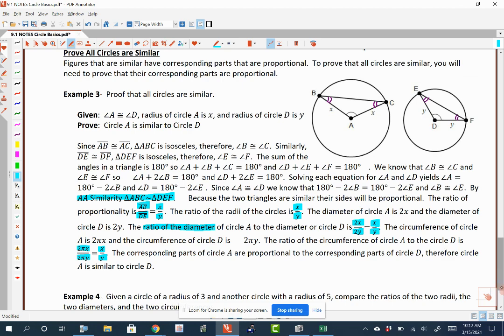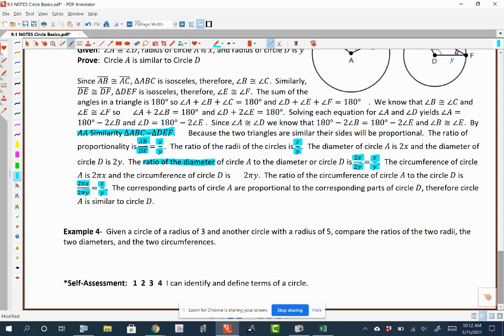So let's look at one problem that will be similar to what you'll see on your assignment. So if we're given a circle, and we don't even have to have pictures, but if we're given a circle with a radius of 3 and another circle with a radius of 5, it wants us to compare the ratios, so we're going to be writing some ratios, of the 2 radii, the 2 diameters, and the 2 circumferences. So you'll want to make sure you label so I know which one is which, because technically they're all going to end up to be the same. So let's just start with radii.